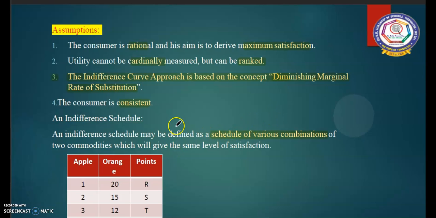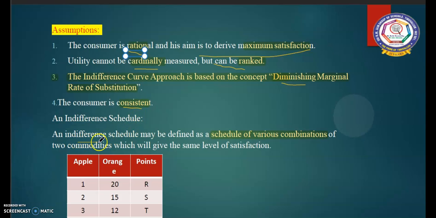Now, the assumptions of this theory: the consumer is rational and its aim is to derive maximum satisfaction, and it cannot be cardinally measured, it can be ranked only. This indifference curve approach is based on the concept of diminishing marginal rate of substitution. And here the fourth assumption is the consumer is consistent.